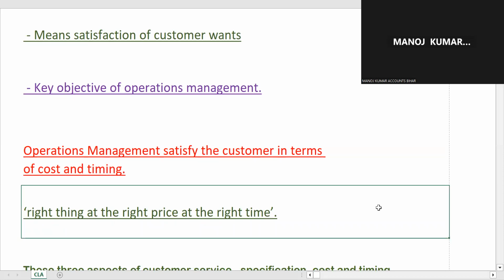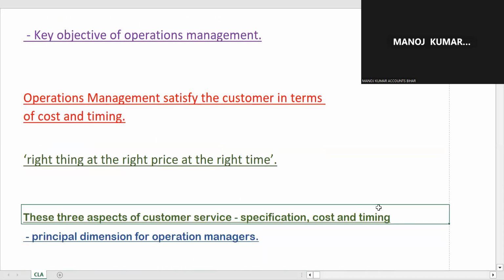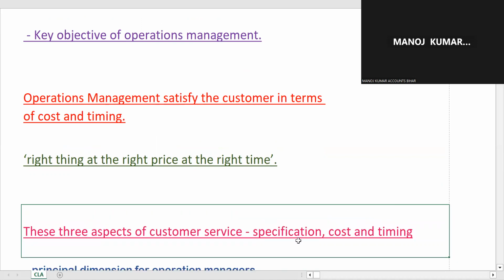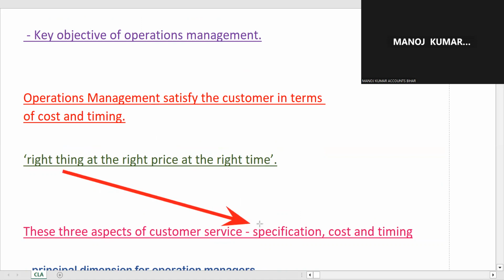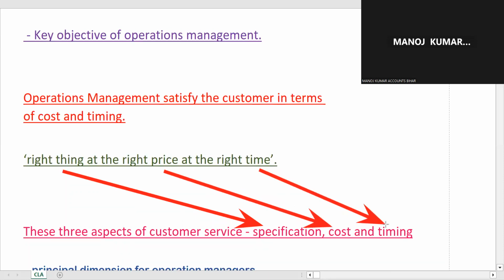Okay, so this right thing at right price and right time is mentioned as specification, cost, and timing. Okay, the three aspects of customer service. So the customer wants to be satisfied on these three things: right thing, right price, right time. The right thing is called specification technically. Okay, right price is called cost, and right time is timing. Okay, these are the three aspects of customer service. You should remember this.